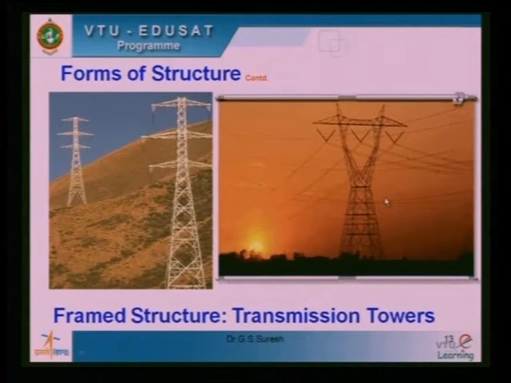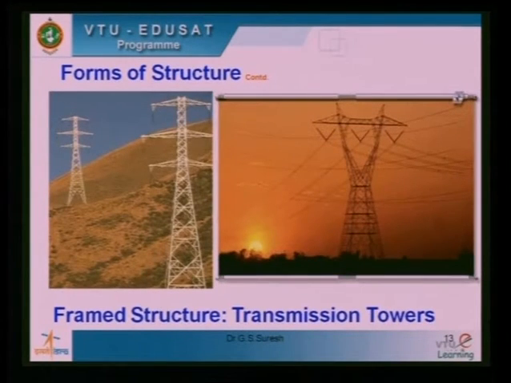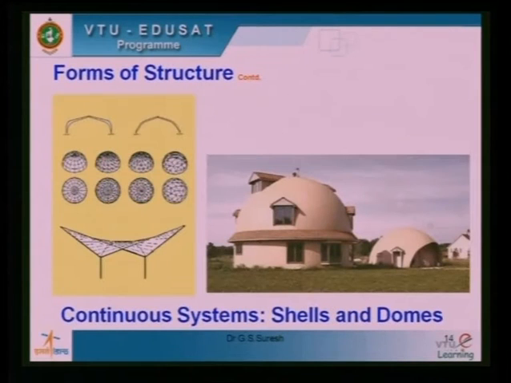Nowadays, you have seen many towers used for your mobile. They are called mobile towers. How is it made? It's made out of steel, and it is in the form of triangulation. The one picture which I am showing you in these two is the transmission tower for your electrical power lines. This is a framed structure.